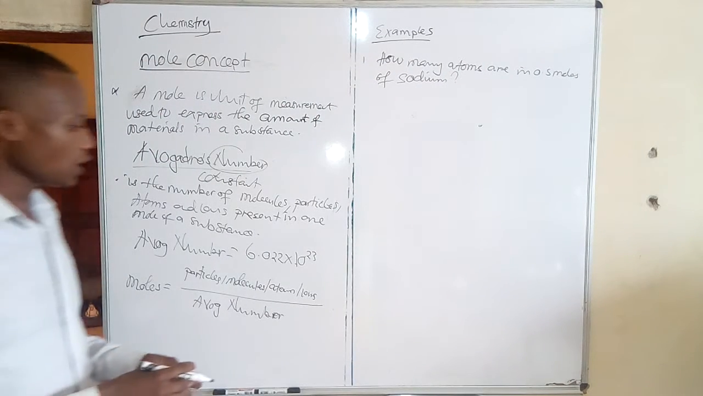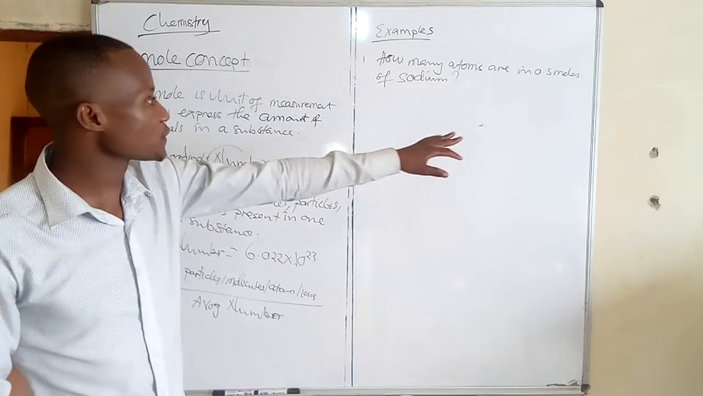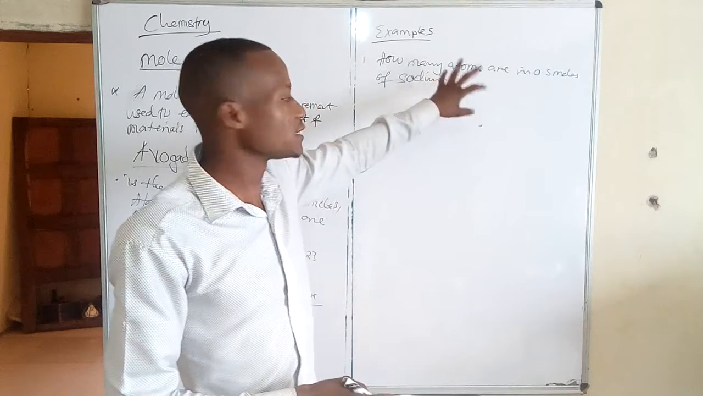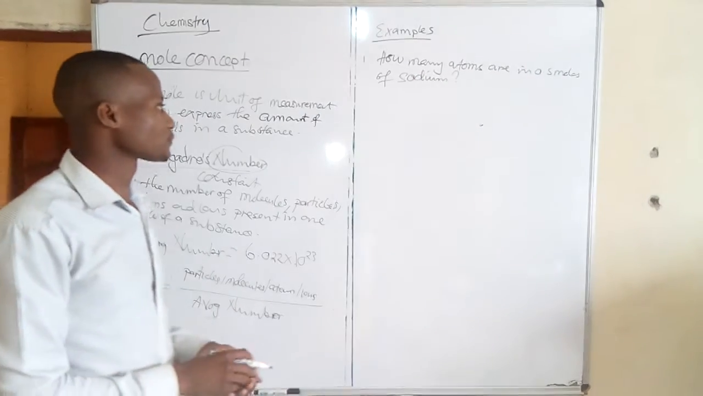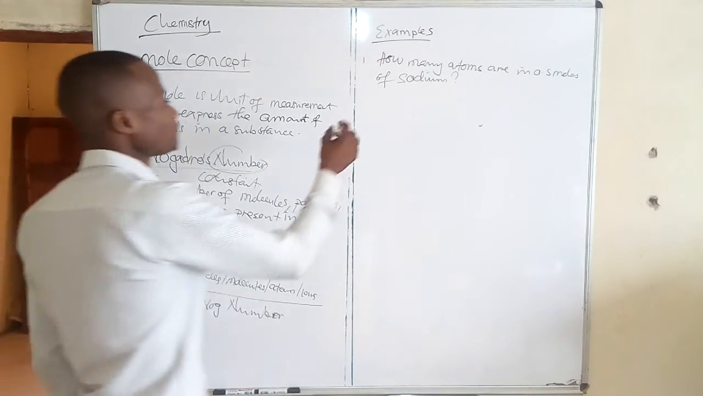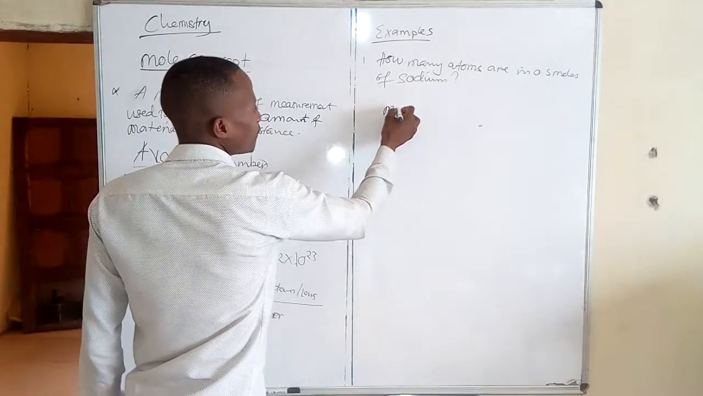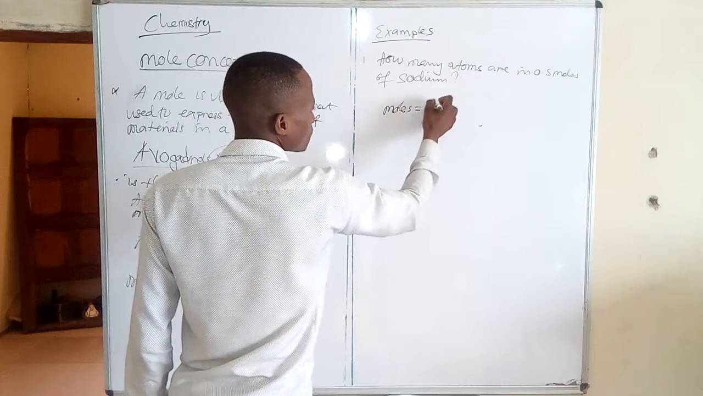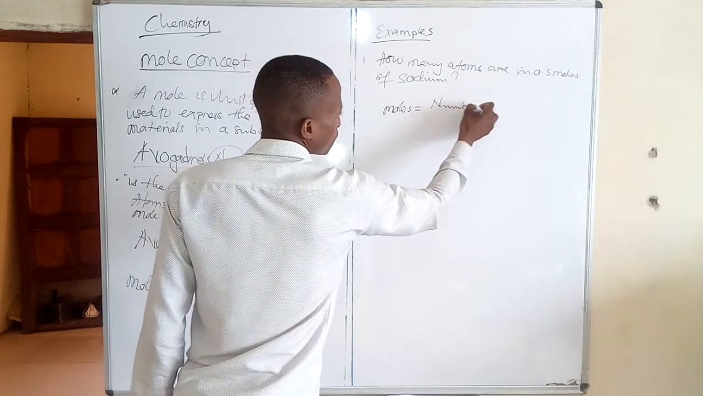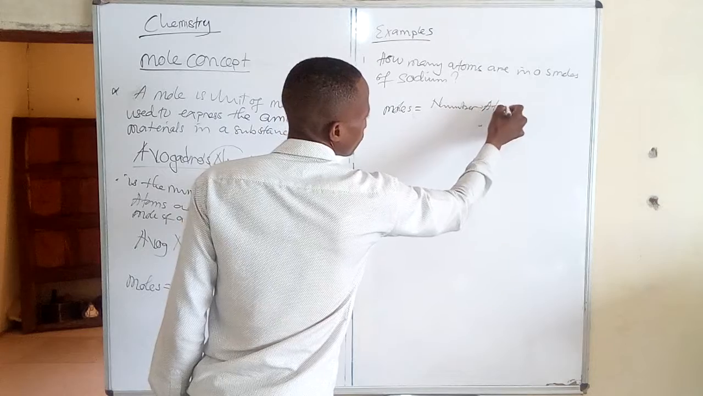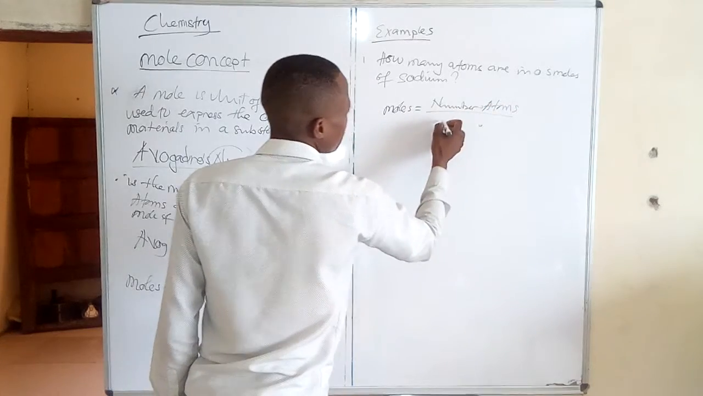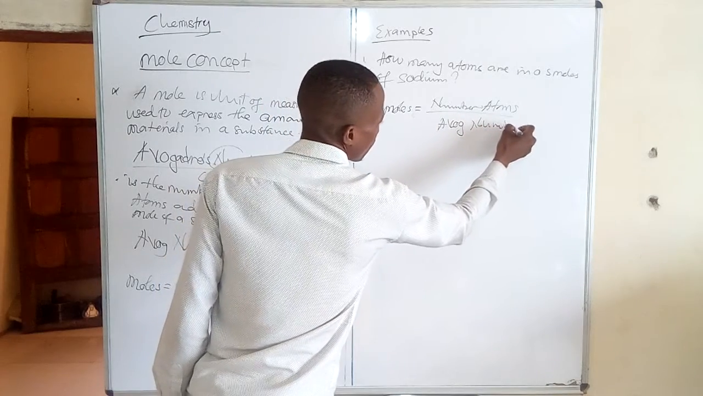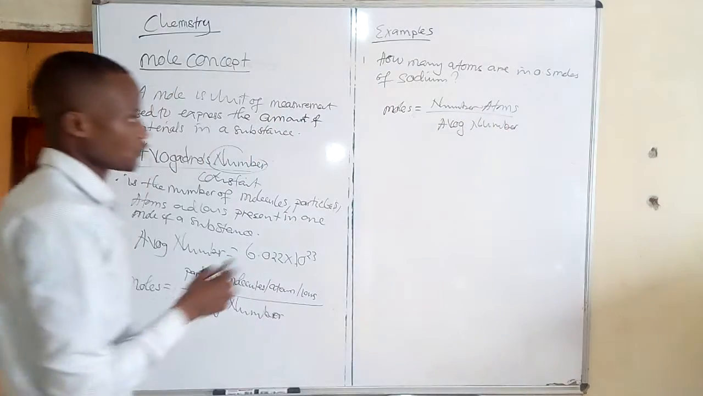So in this question, we are not looking for the moles. The moles is already given. Now we want to find how many atoms are present in this sodium. So we use the same formula, of course, where we say moles is equal to, in this case we have atoms, so the number of atoms over Avogadro's number.